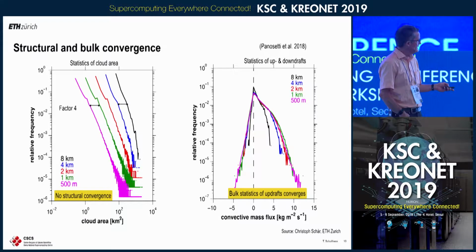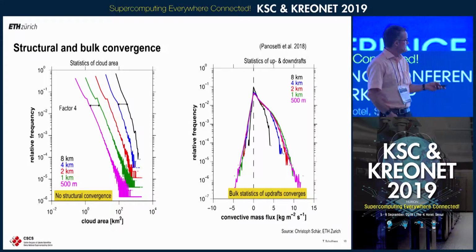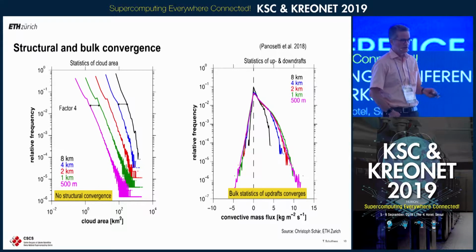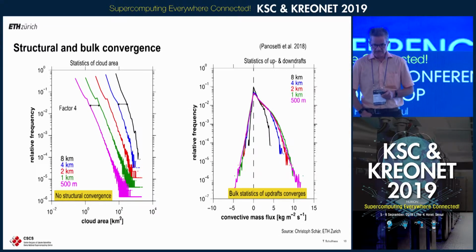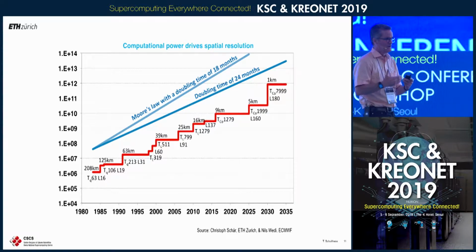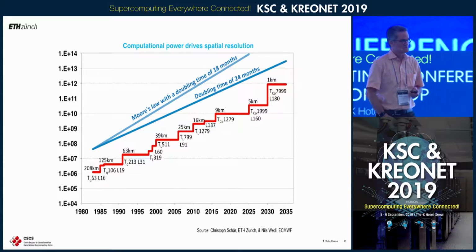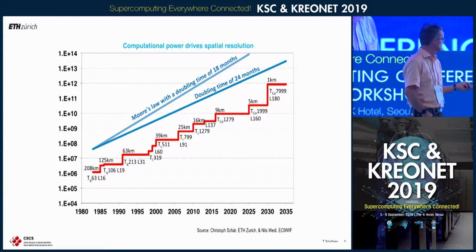But surprisingly, the bulk convergence, so looking at the average coverage, the area, seems to converge around the 1 or 2 kilometer scale. And so this means that we now have to push computing to enable climate models to reach this 1 kilometer scale, and this is what I'm going to try to estimate, if this is possible.